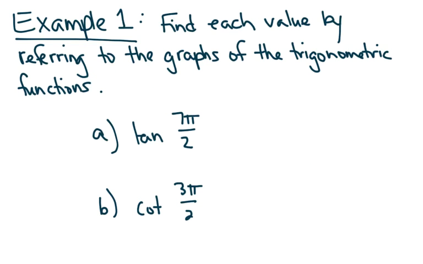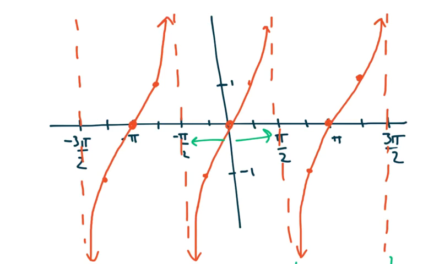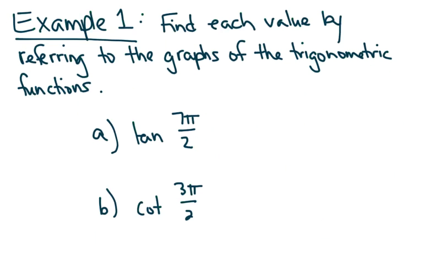In example 1, we want to find each value by referring to the graphs of the trigonometric functions. Yes, I realize you could probably do this on your calculator, but for the sake of argument, I'm going to go back and look at the graphs. So part A says find the tangent of 7 pi over 2. So here was my tangent graph, and I know that 7 pi over 2 is not on this graph, but it doesn't need to be. What's happening at every pi over 2? Well, there's an asymptote. So if every pi over 2 has an asymptote, then asymptote is what we call undefined.